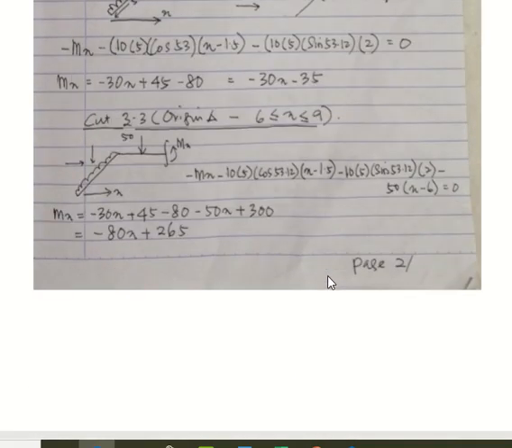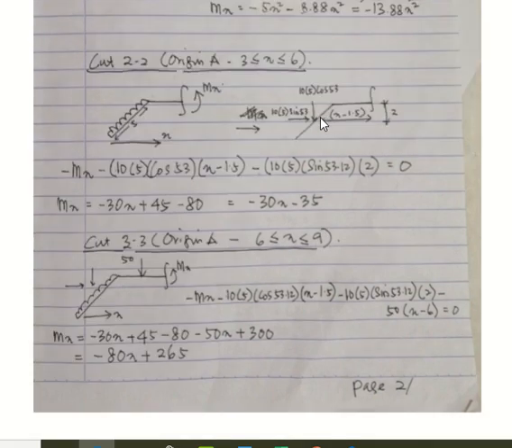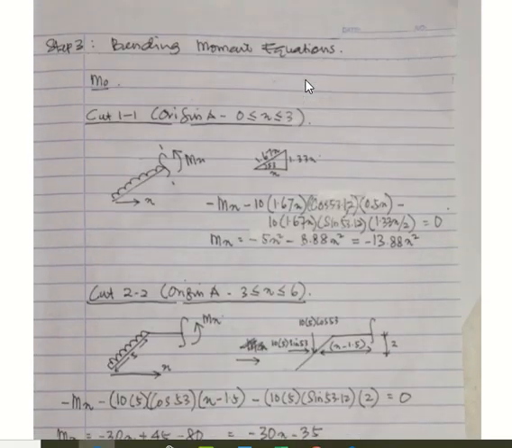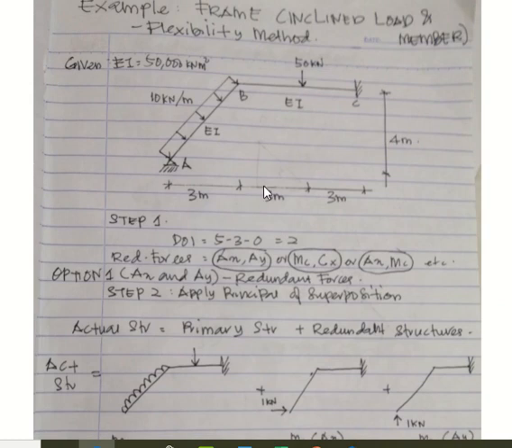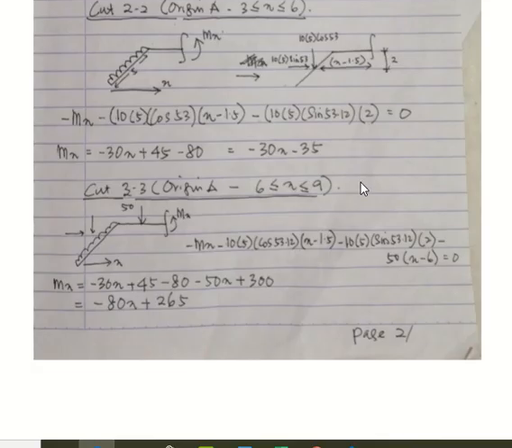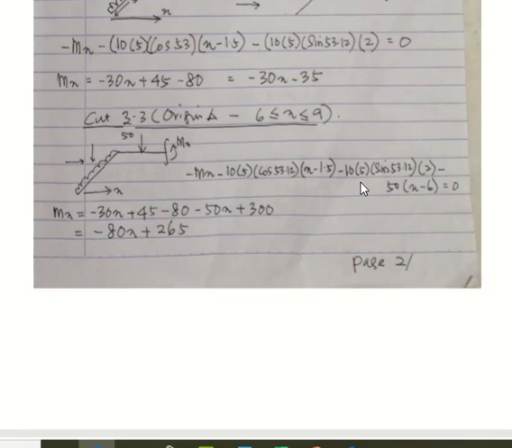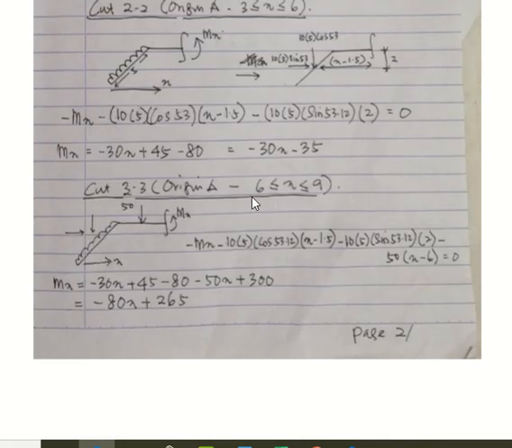Then we go for third cutting. Again, we consider origin at A. It means we consider left hand side structure, and your limit now is 6 to 9. Just now the limit was 3 to 6, which is cutting number 2 when you consider A as origin. Cutting number 3 is from 6 to 9. So your free body diagram looks like this when you consider left hand side structure.